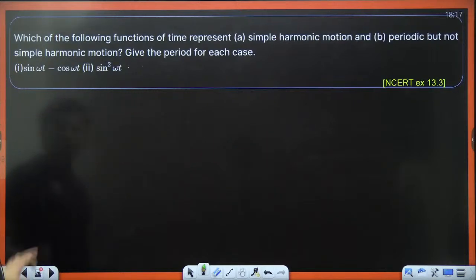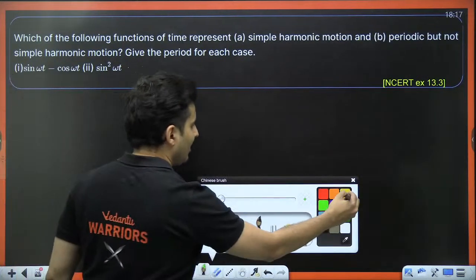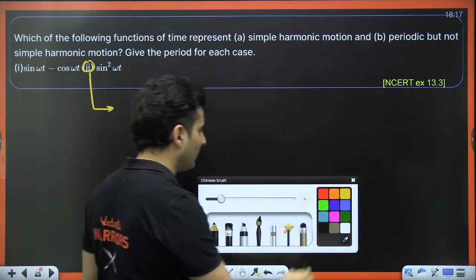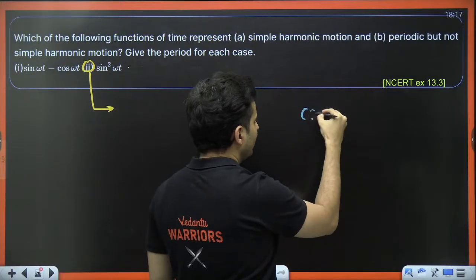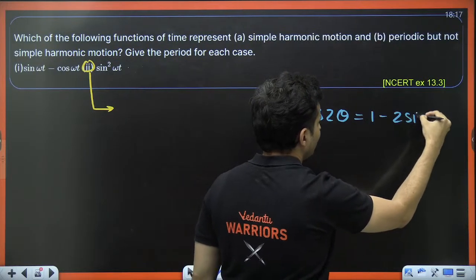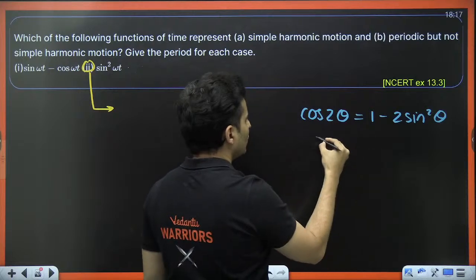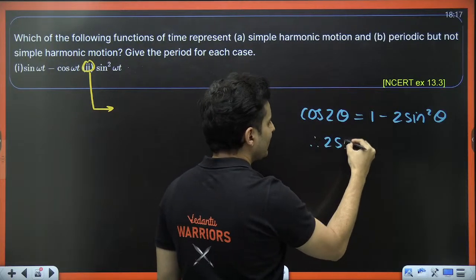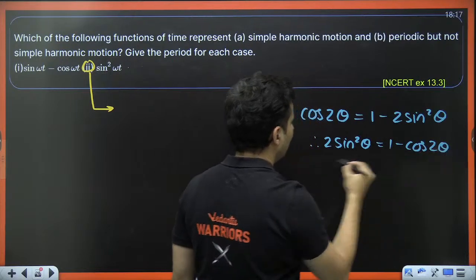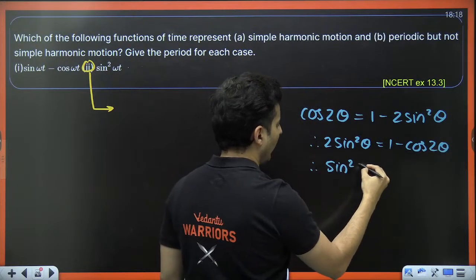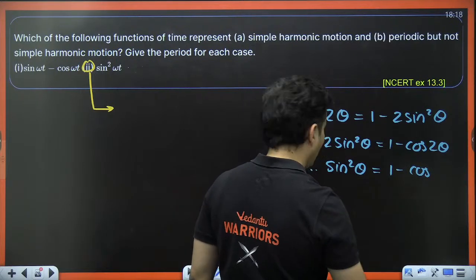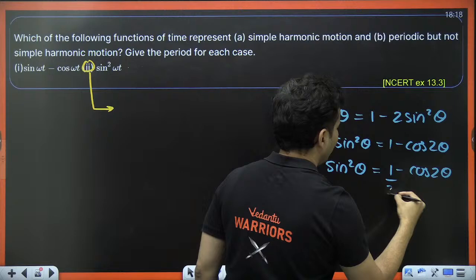Okay. Now, next one. What about sine square? I think that's a standard formula. Cos 2 theta is 1 minus 2 sine square theta. So, therefore, 2 sine square theta is 1 minus cos 2 theta. Therefore, sine square theta is 1 minus cos 2 theta divided by 2.